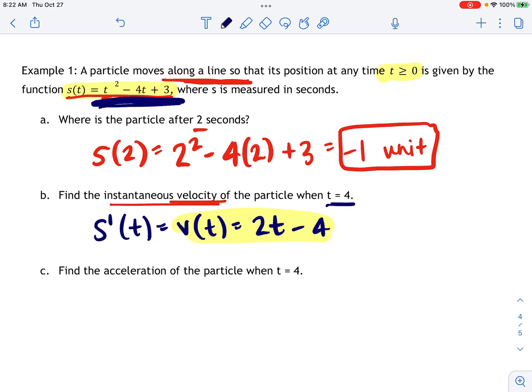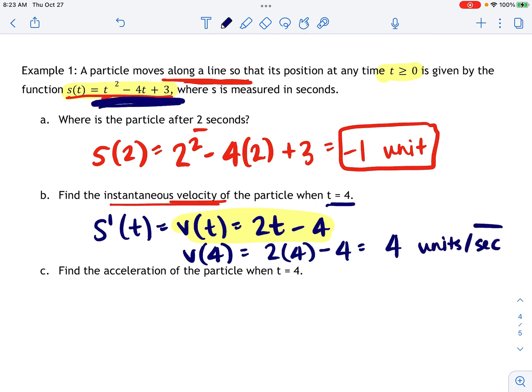This one's asking for 4 seconds, so we'd do v of 4 by plugging in 4 for t. Looks like that would be 4. Velocity is a rate, so we call that units per second. Could be miles per hour, could be meters per second, it could be whatever the units are.